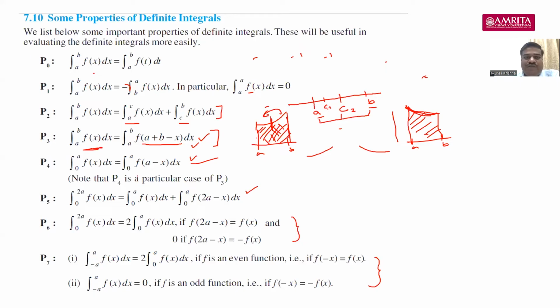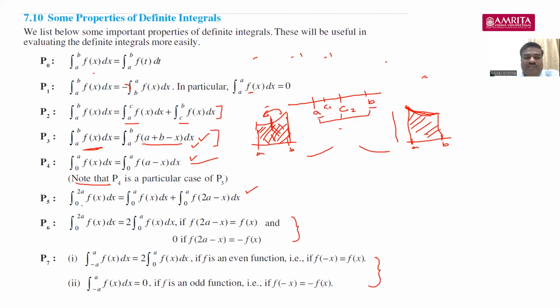This is a flipped graph. And you can notice the P4 property. In the place of A, put 0. In the place of B, take the number A. Integral 0 to A, f of x dx. So for a specific case, the lower limit is 0 and the upper limit is some positive number A. For that case, A plus 0 minus x, which is A minus x, you can write.